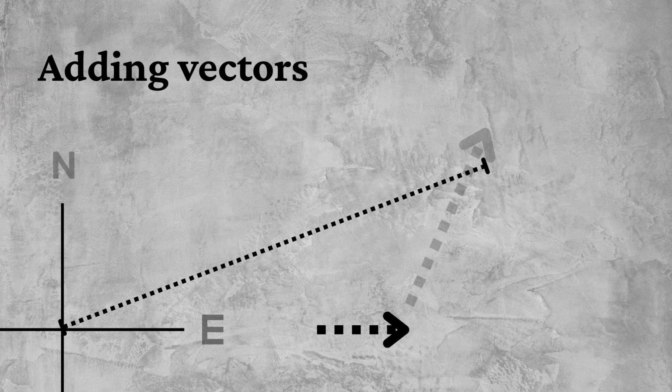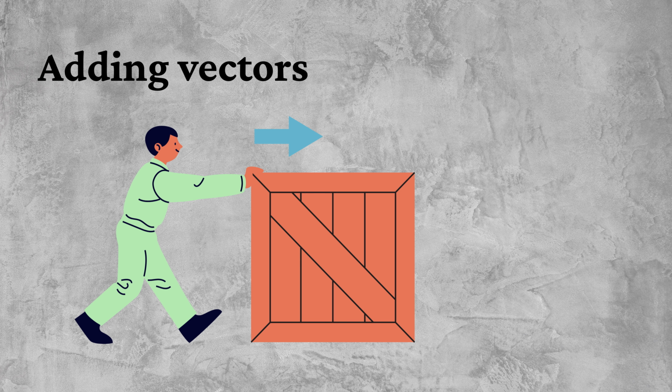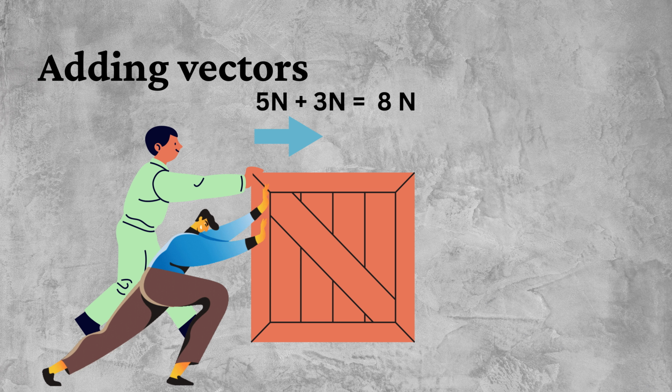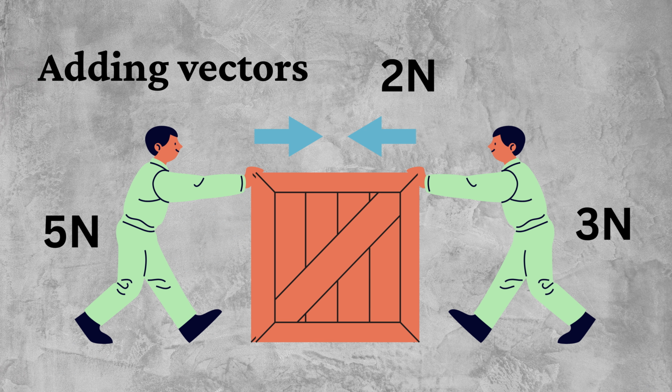For example, if one force of 5 N acts to the right, and another 3 N also to the right, the resultant is 8 N to the right. But if the second force is in the opposite direction, the resultant is only 2 N, and direction depends on which force is bigger. This is why we use arrows and diagrams when adding vectors, it helps us see the full picture.